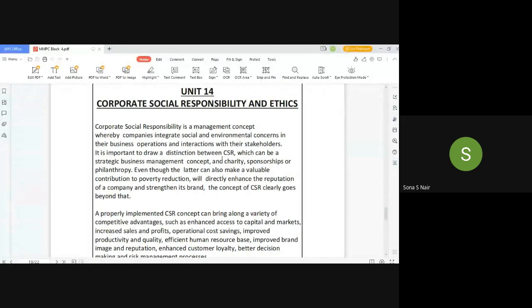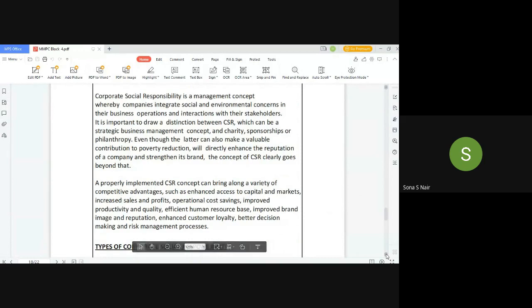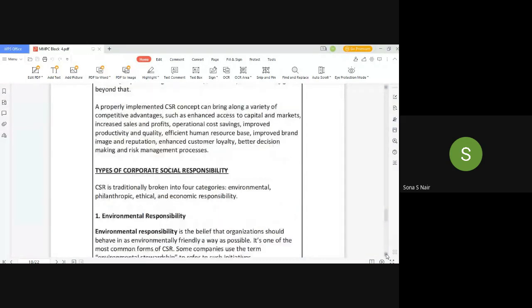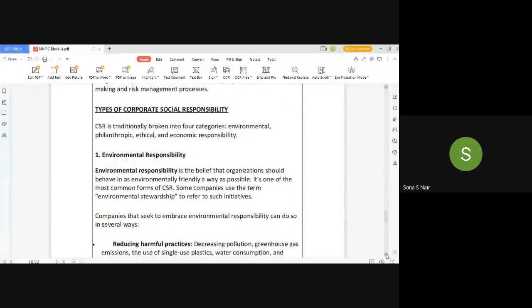Reason being that the philanthropic activities or the charity that the organization does enhances the reputation of the organization. But the concept of CSR goes beyond that. And a properly implemented CSR concept can bring along a variety of competitive advantages. Basically, CSR is not just charity or not just for the social cause. CSR is basically about enhancing the image of the organization for the purpose of being able to do better business. Okay?